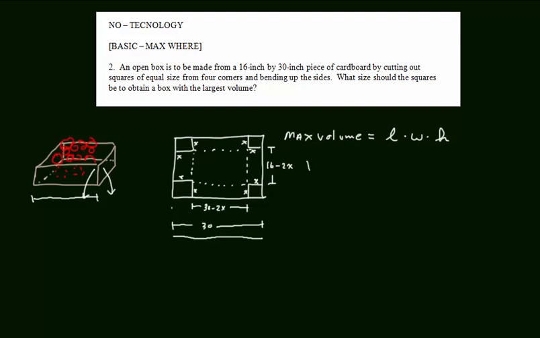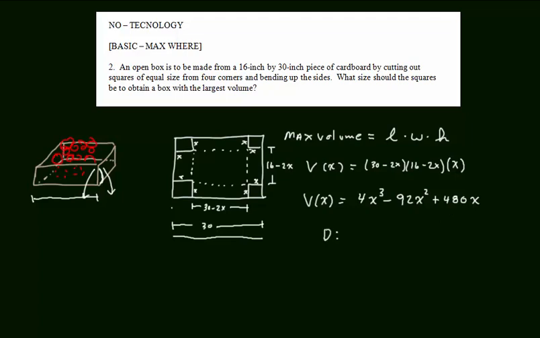All right, so our volume in terms of x is going to be the length, 30 minus 2x, the width, 16 minus 2x, and the height. If we fold that up, x is the height. Going to distribute to make our life easier, and that's going to be 4x cubed minus 92x squared plus 480x. It's important again to define the domain of the function V.